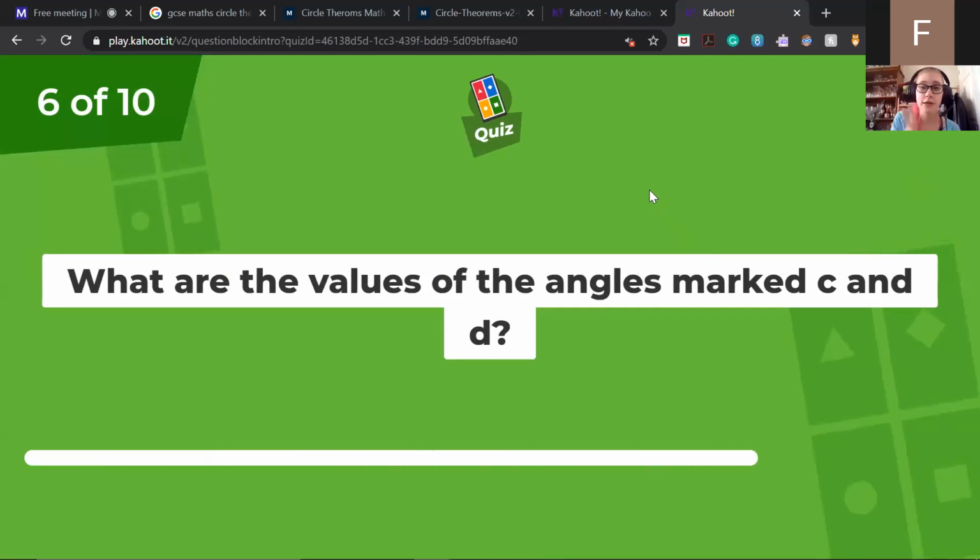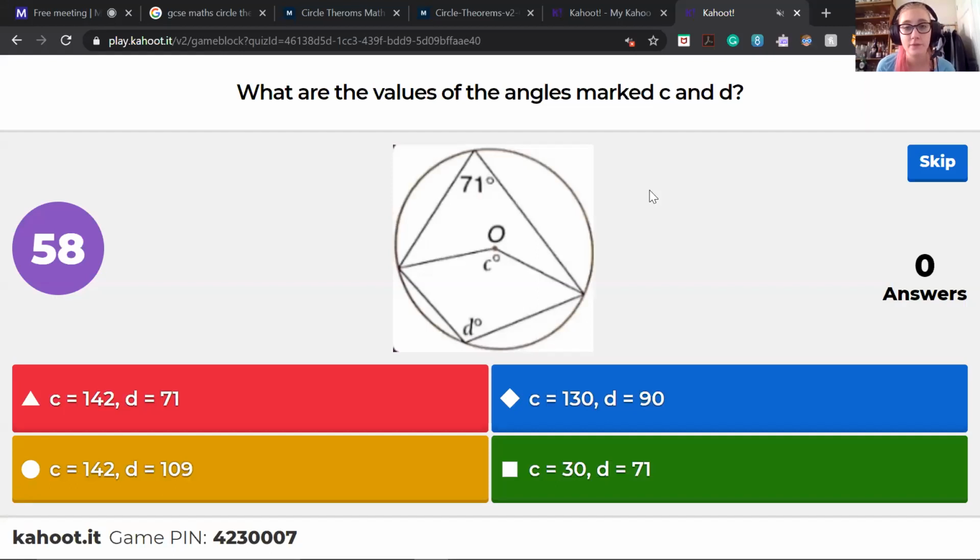Again, we've got two angles now to have a look at, angles C and D here. So this is using two different circle theorems, one for each of C and D.